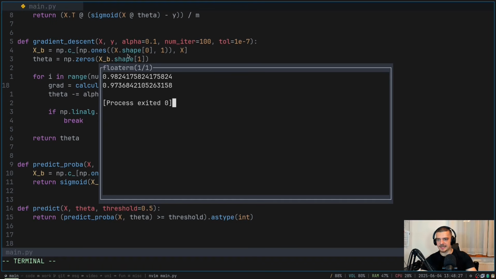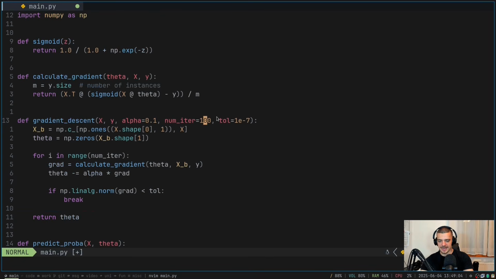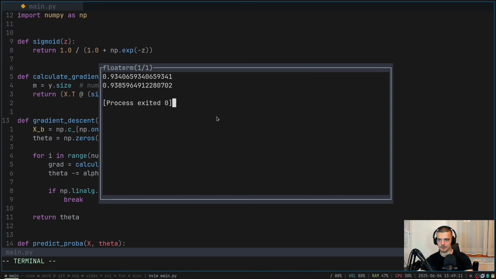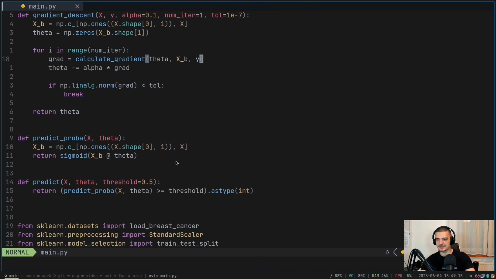And there you go. We get the training accuracy of 98.25% and the testing accuracy of 97.36%, which means that this is definitely working. So we can also see what happens if I reduce the number of iterations to 1, for example. This should lead to a worse performance. There you go, 93%. It's still very good, so it just needs a single iteration to be somewhat decent.